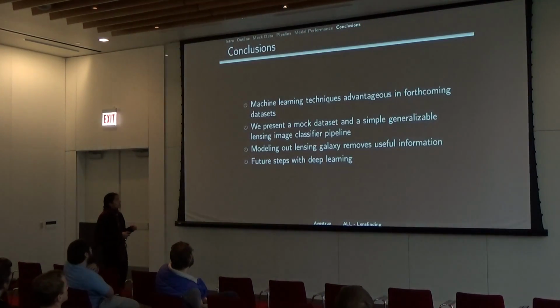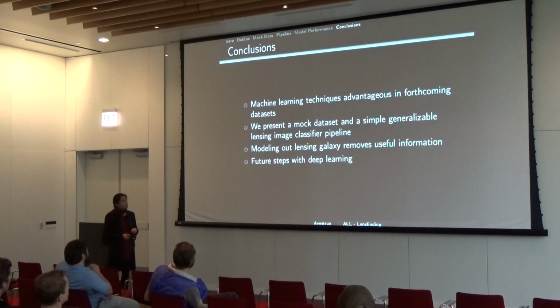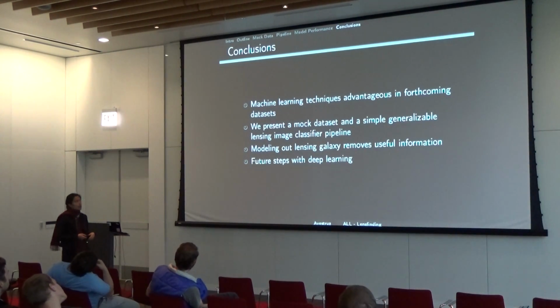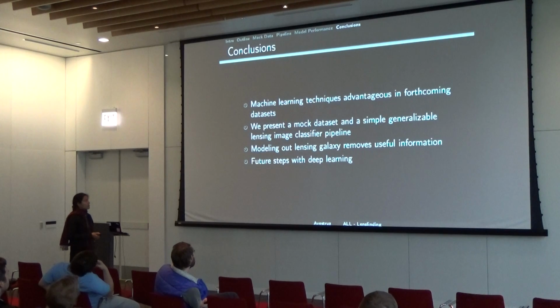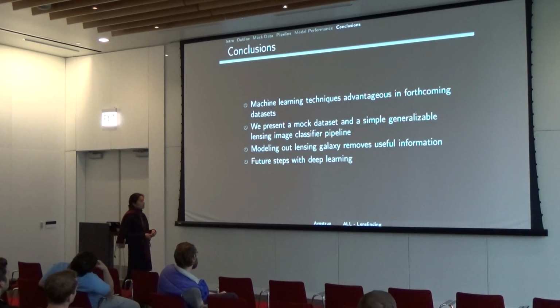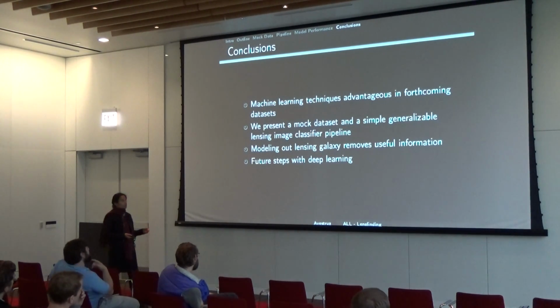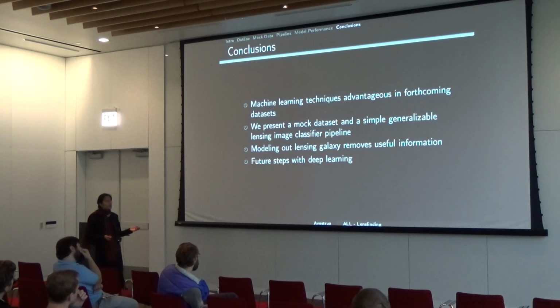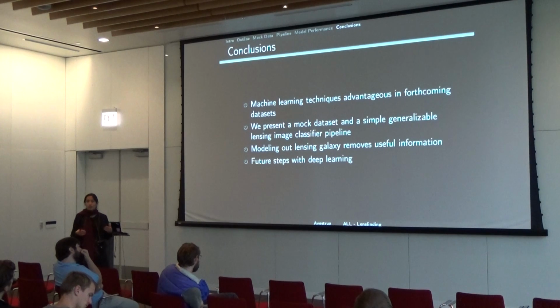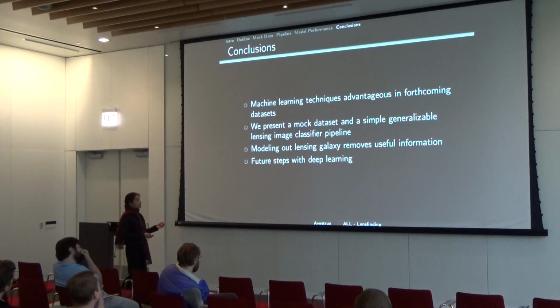So just to leave you some concluding remarks, machine learning techniques will probably be rather advantageous in forthcoming data sets, particularly LSST and Euclid. In this talk, I presented a mock data set and a simple generalizable lensing image classifier pipeline. With a simple pipeline, we've been able to learn something relatively new, that modeling out the lensing galaxy actually removes useful information that can then be used to characterize these lensing systems. And I've given you one example of some future steps that the community might take with deep learning. Thank you.